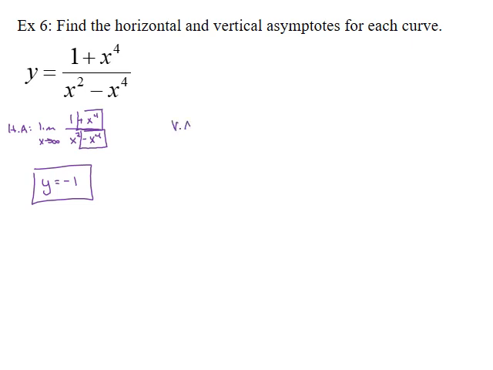For vertical asymptote, you need to factor the top and bottom if you can. Now 1 plus x to the 4th, you're not going to be able to factor, so I'm going to leave it alone. On the bottom, they both share an x squared in common, so I can factor that out and make it x squared times 1 minus x squared. But once again, nothing ends up canceling here, and that's perfectly fine.